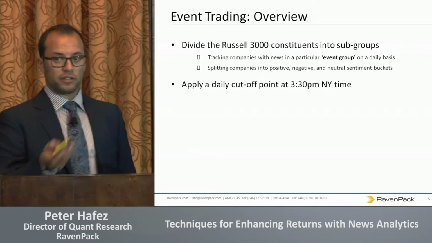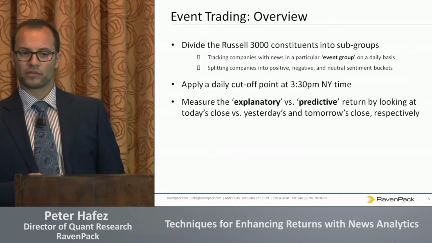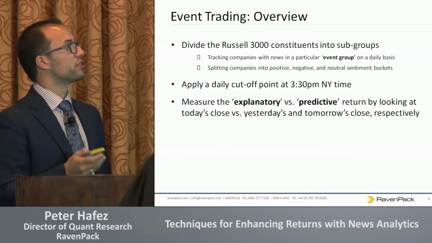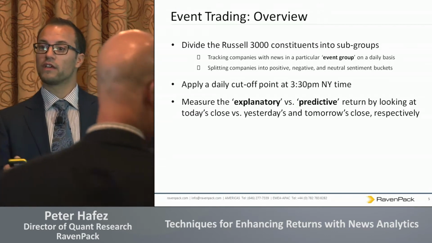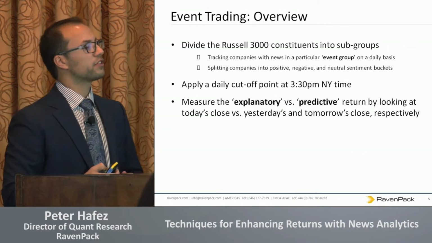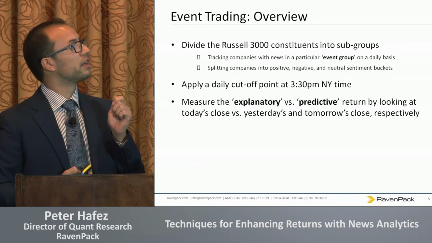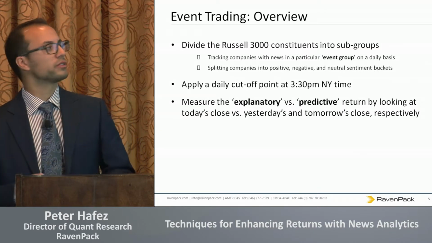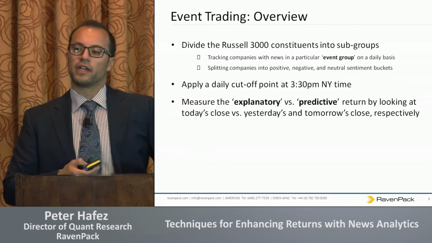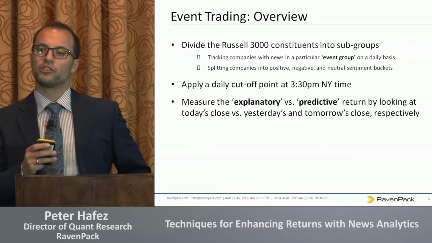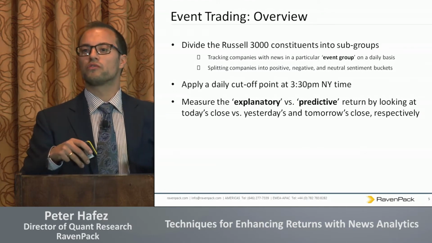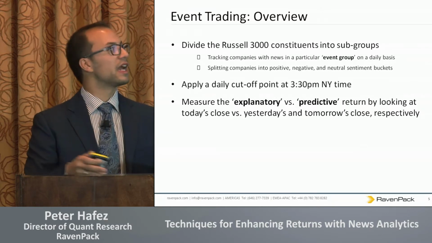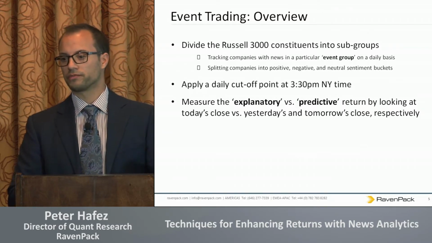So we basically look at two things. We look at an explanatory return and a predictive return. For the explanatory return, we assume that you can trade on the close, and the explanatory return is basically looking at the close today versus the close of yesterday. And the predictive return is looking at the close today against the close of tomorrow. Of course, it may be that some of the explanatory return you would have captured had you been able to move in not necessarily at the close, but closer to the event itself. But we put everything into the bucket of the explanatory return, right?